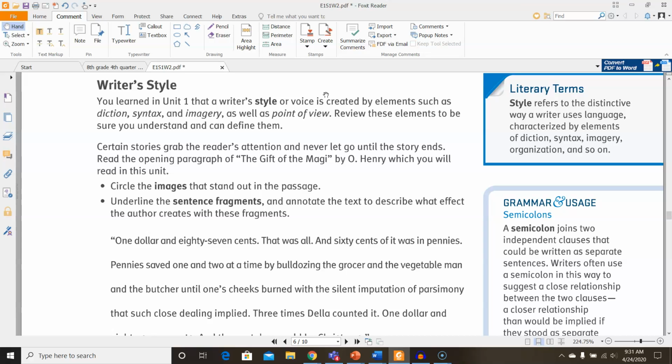Sentence structure, syntax. And then imagery is when the author paints an image in your mind using lots of sensory details. Finally, point of view is the viewpoint, the way that the author sees things, okay? Or not the way the author sees things, but it's the angle from which the story is told.